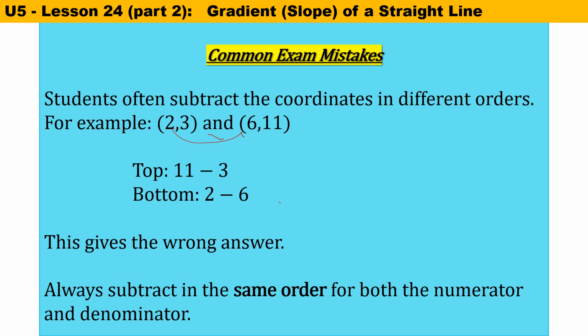So always subtract in the same order for both the numerator and the denominator. The simplest way to do it is to label your points, where 2 would become your x1, 3 becomes your y1, and 6 becomes x2, and 11, sorry, becomes your y2. Keep that in mind and you will not go wrong.